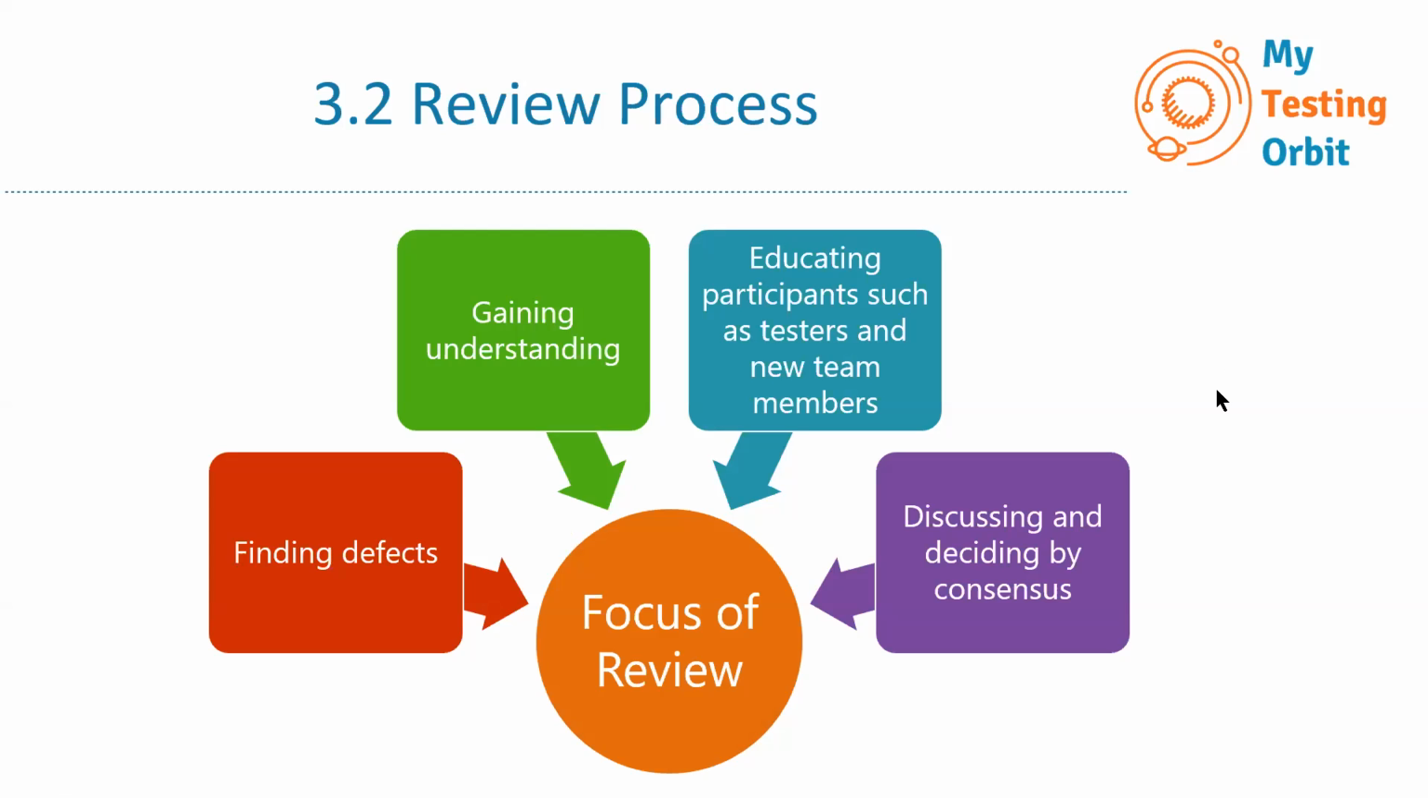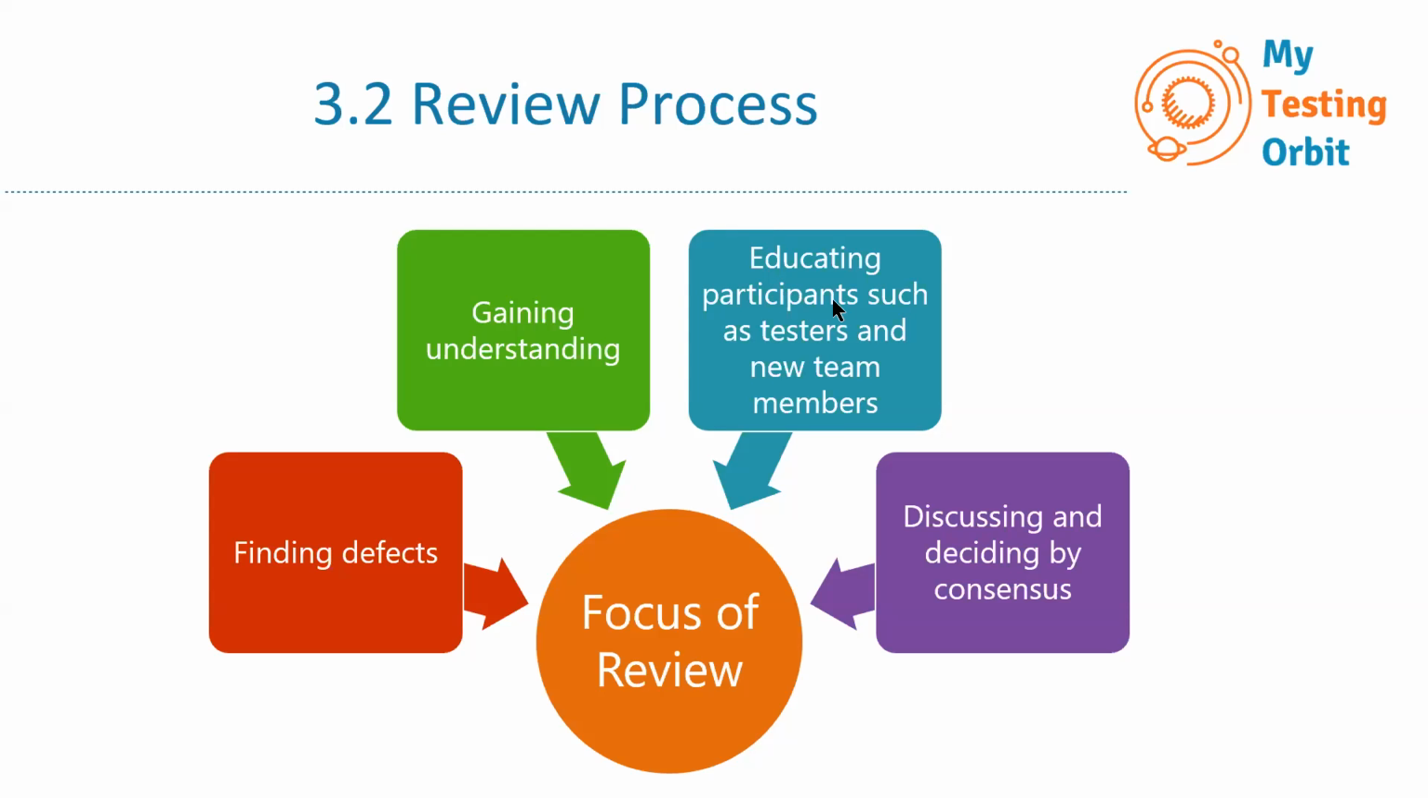Okay, so let's continue. Second one is gaining understanding. So first one was finding defects. Next one, to gain the understanding: whoever is doing the review, whether it's a formal review or informal review, we need to understand the scope, that is, what are we trying to review. Let's say if it's the requirement document, then we do need to understand what the requirements are about. If it's about an application, then we do need to understand that. So that's why gaining understanding is important.